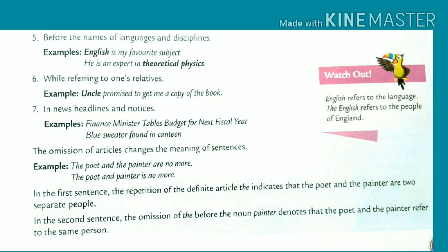Sixth one, while referring to one's relatives. If we refer to anyone's relatives, we should not use articles. Example: Uncle promised to get me a copy of the book. Here, before the word uncle, we should not use any article.